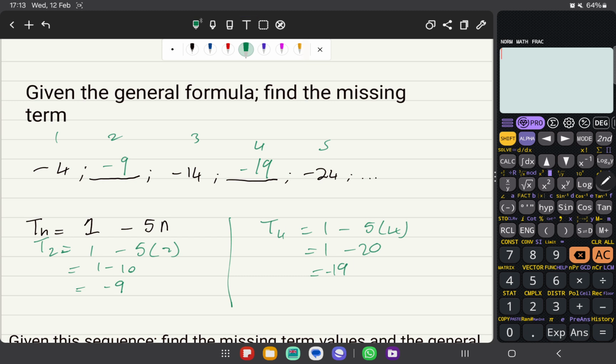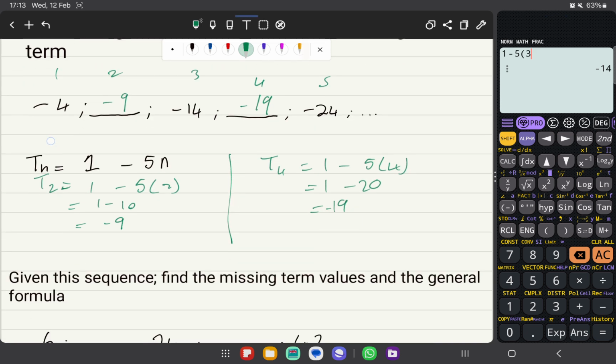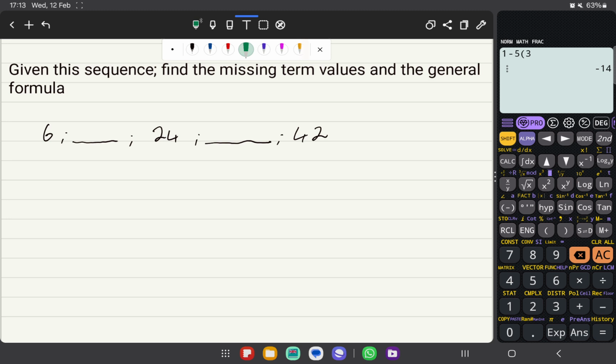Maybe just let me see if it works. And the general formula they gave here, I'll say 1 minus 5 into 3, and I'm getting minus 14. So you see, just something light, something that is quite interesting and a little bit fun is this problem that we have here. I spiced it up a little bit. As you can see, we have to find the missing term and the general formula, right? So this is term number 1, number 2, number 3, number 4, number 5. Do you know what I'm saying?